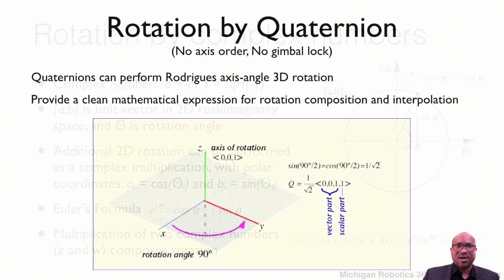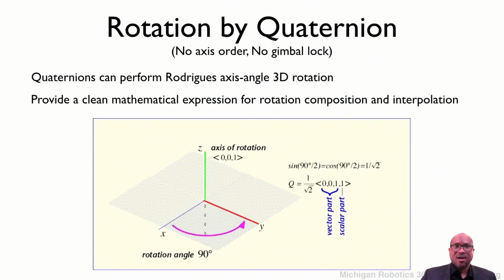We can generalize that thought into 3 dimensions by thinking about a quaternion. It performs axis-angle rotation and provides a clean mathematical expression. Instead of having just a circle in 2D, now for 3 dimensions we're going to consider the unit sphere in 4 dimensions. All of our rotations are going to sit on this unit sphere, and every point represents a particular rotation.